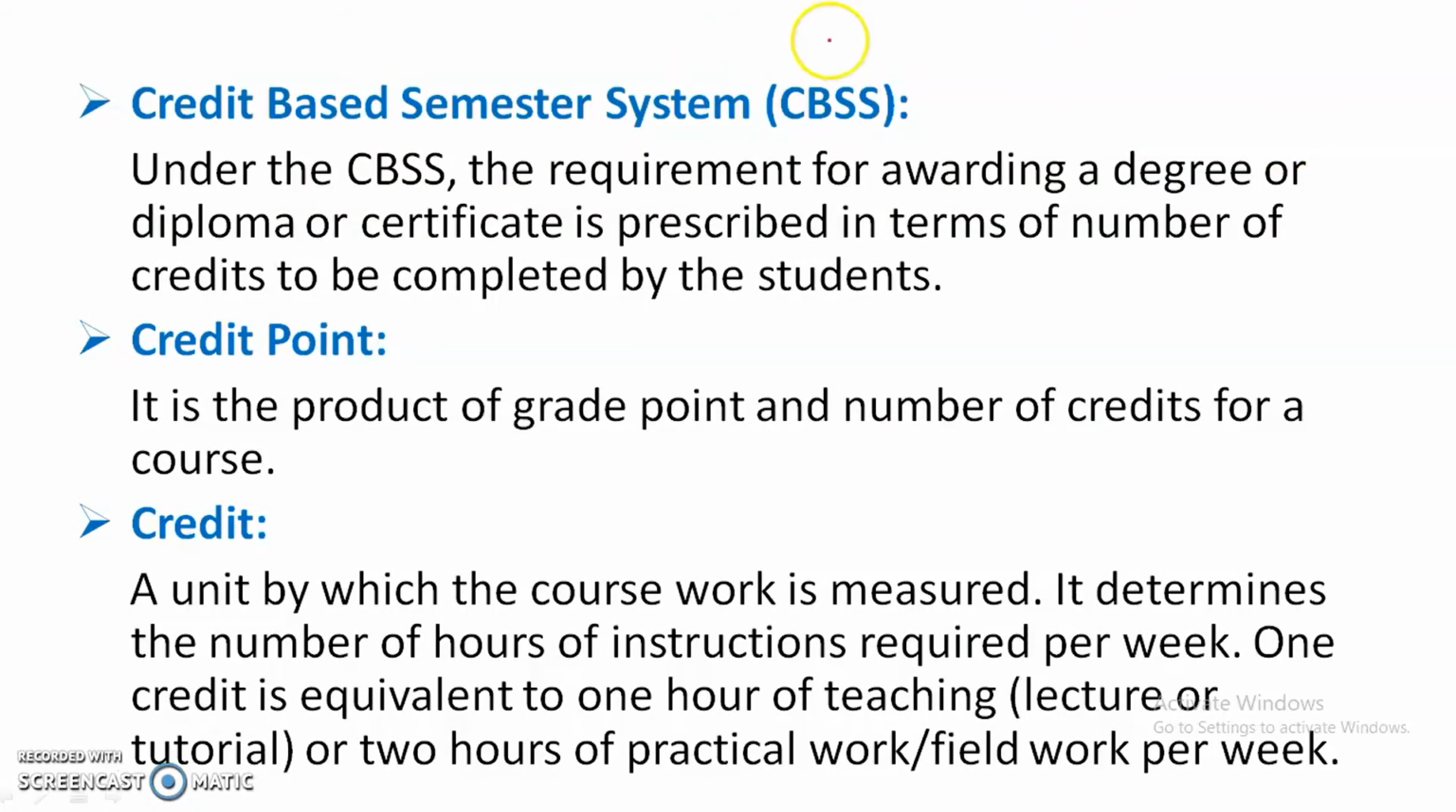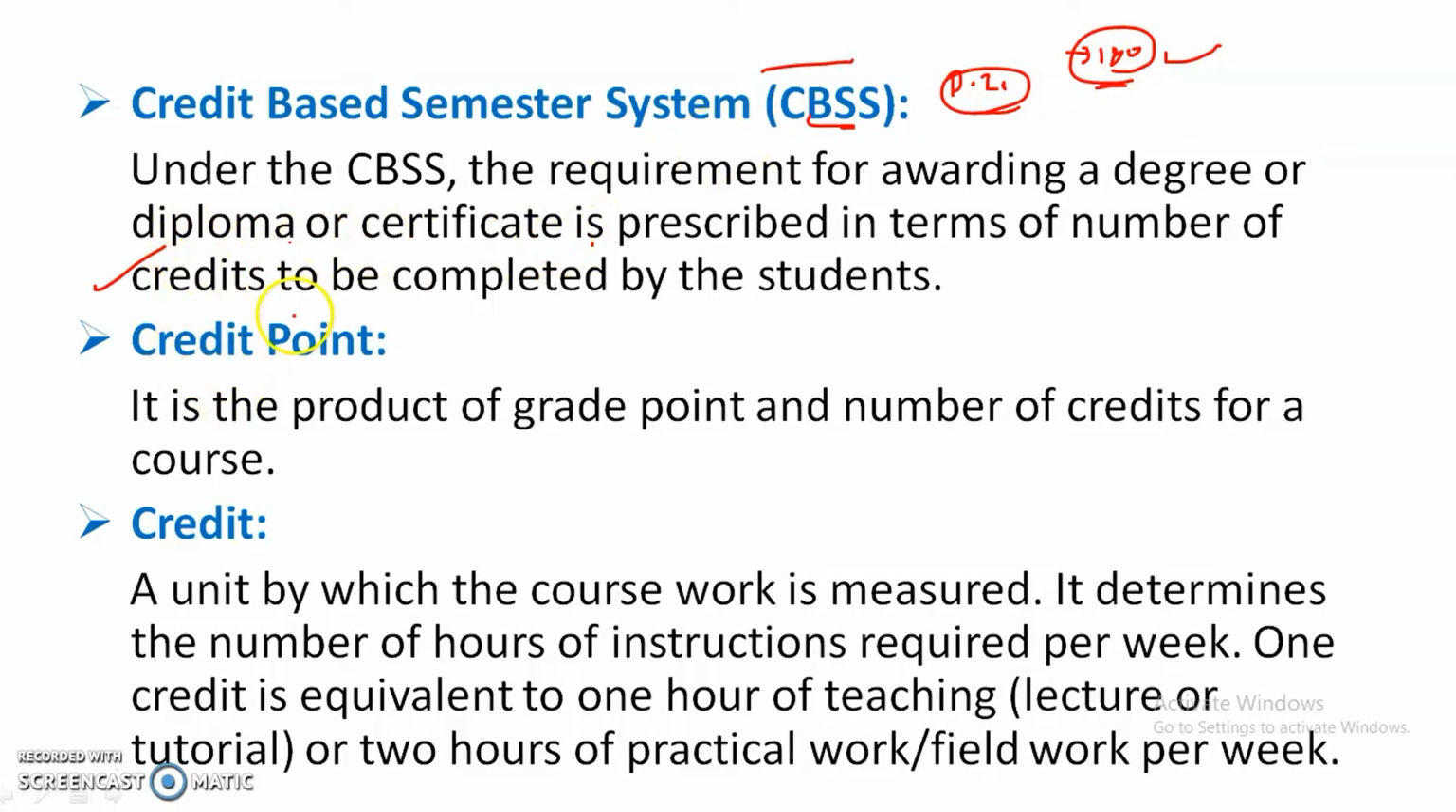Next, credit based semester system. Under this system, the requirement for awarding a degree or diploma or certificate is prescribed in terms of the number of credits to be completed by the students. For example, in the BTech, after the completion of BTech, minimum 100 credits have to be scored. So after completion of 100 credits only, he is going to get the certificate.